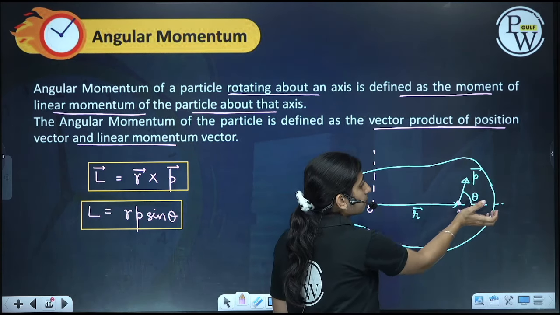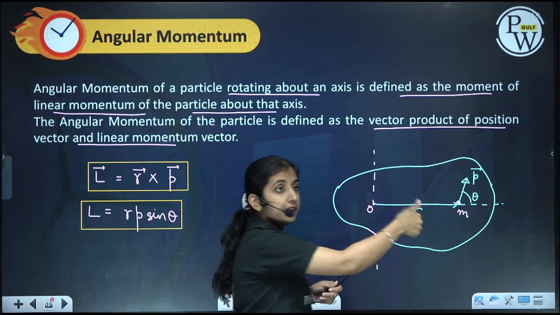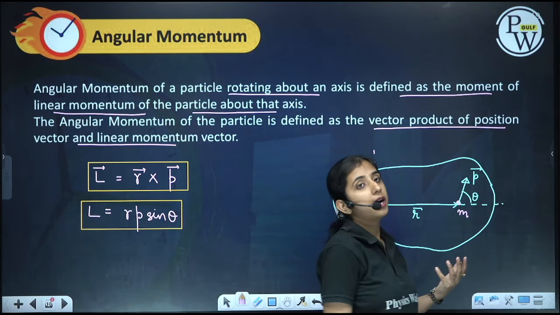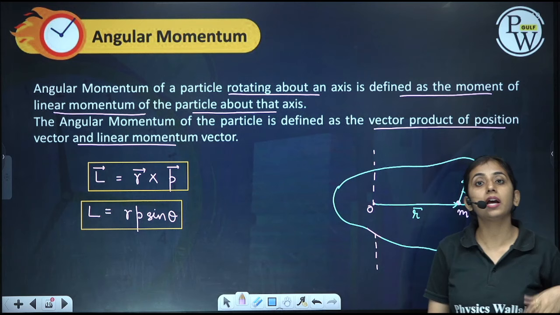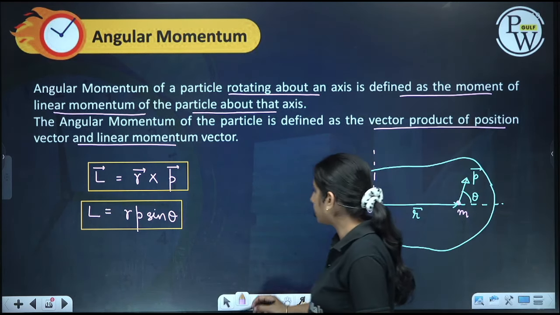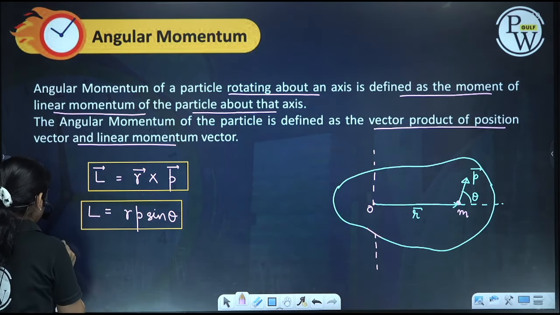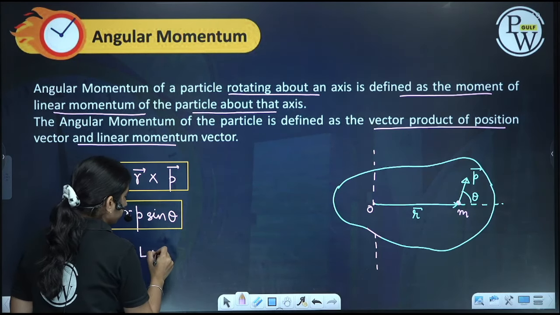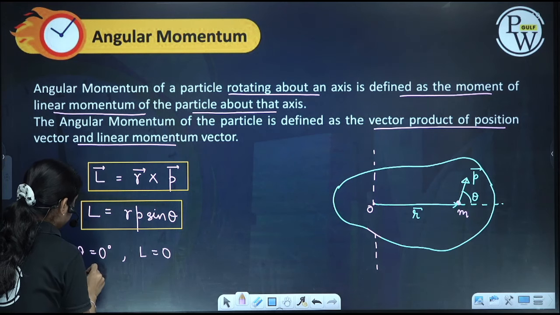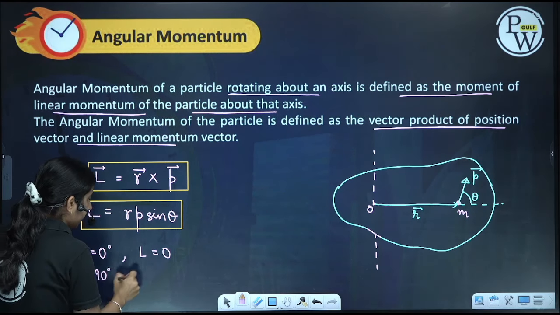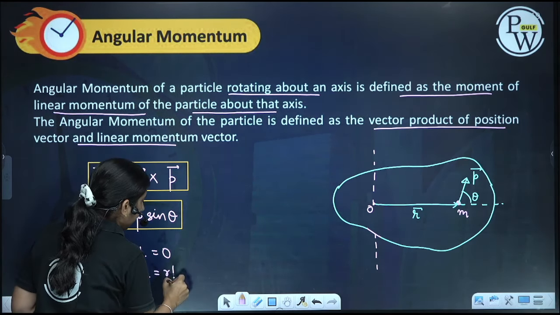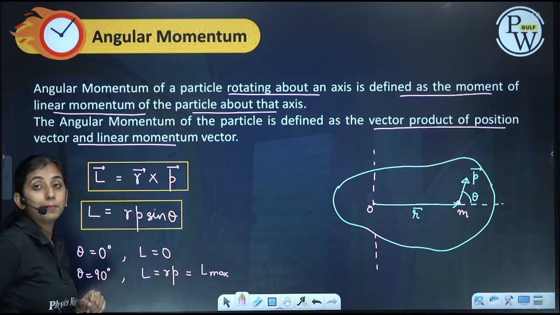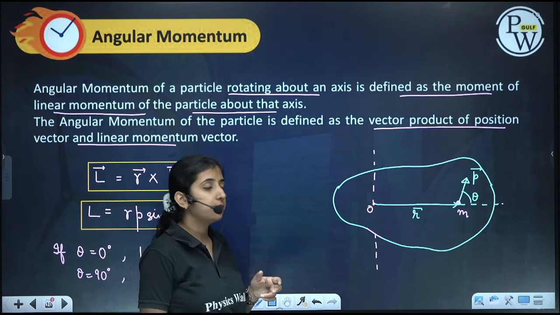Now r cross P will be along the axis. Torque and angular momentum are axial vectors. They act along the axis of rotation. So this is rp. Now if theta is 0, then angular momentum will be 0. And if theta is equal to 90 degrees, then angular momentum is simply rp, and this is the maximum value. Okay, this is the maximum value of the angular momentum it can have.